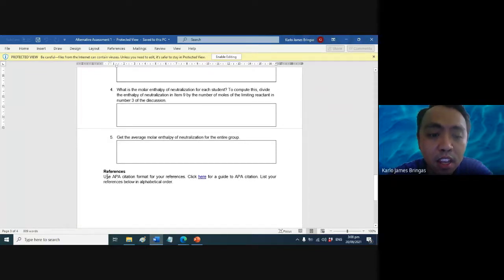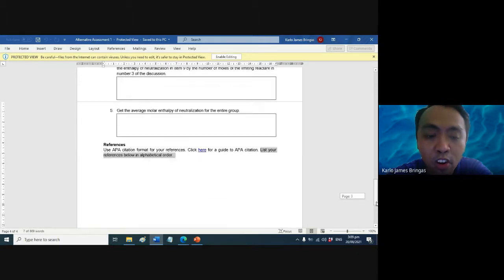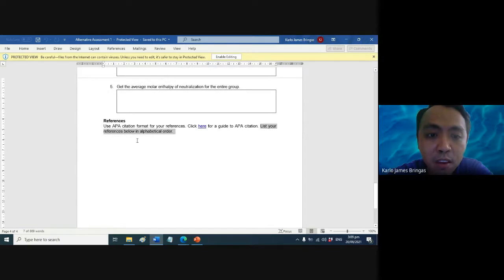And finally, if you're gonna be using references, please be sure to use the APA citation format. In case that you forgot how to do the APA citation, I've also included a link here to guide you on how to do the proper APA citation format. So please also remember to list your references in alphabetical order on the space below this one.